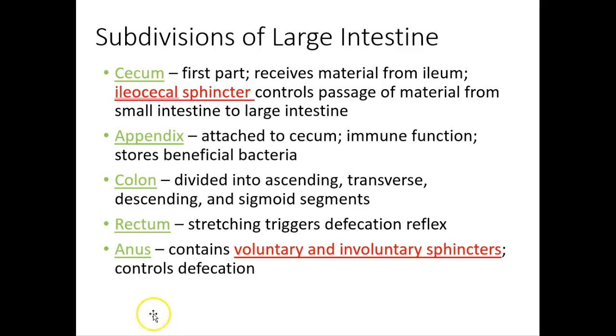The divisions of the large intestines, we've kind of gone through them already in the cadaver, but we have the cecum, which is the first part, and what's attached to the cecum is the appendix. What's between the cecum and the small intestine is the ileocecal sphincter. Remember, the last part of the small intestines is called the ileum, and this part is going to be called the cecum, so ileocecal sphincter.